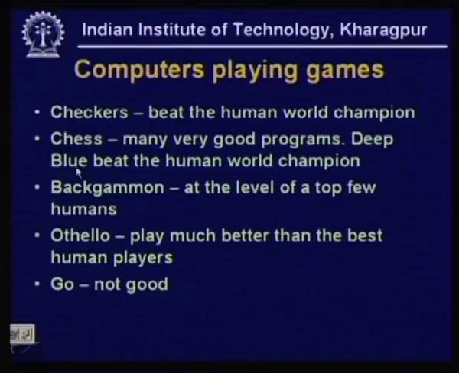Anyway, since then we have come a long way, and today the chess program Deep Blue, developed by IBM, succeeded in 1997 in defeating the world champion Garry Kasparov in a 6-game match. There are other games for which computer programs have been written, like checkers. Checkers programs have been able to beat the human world champion.